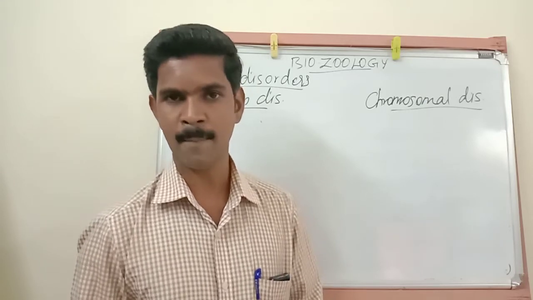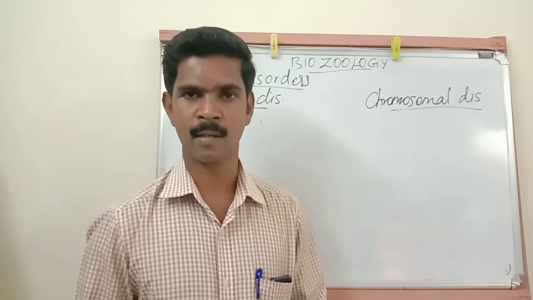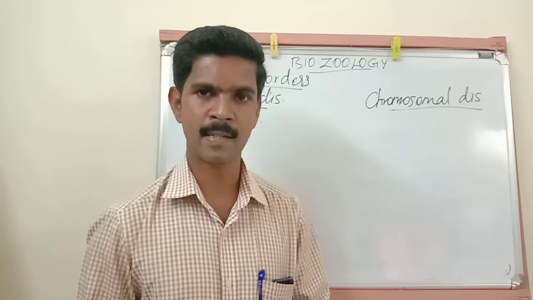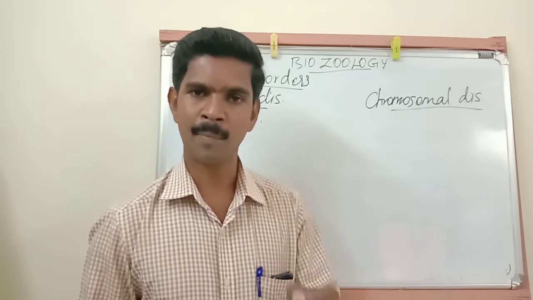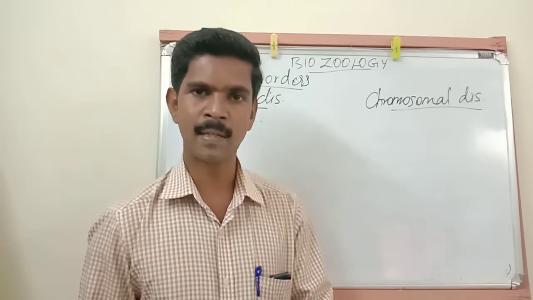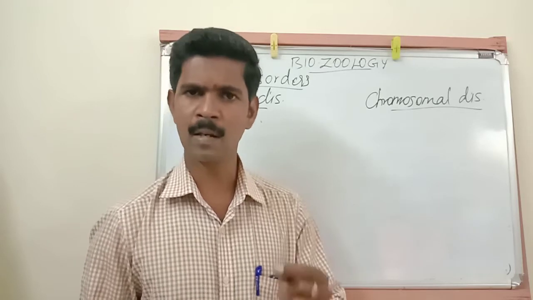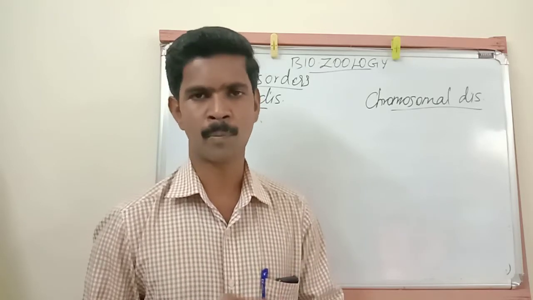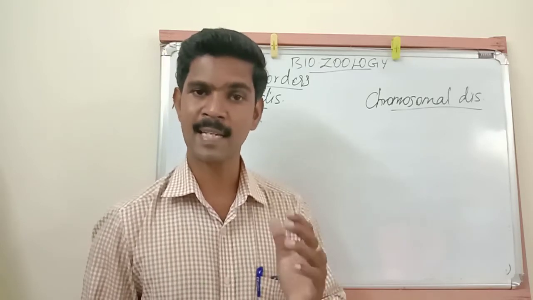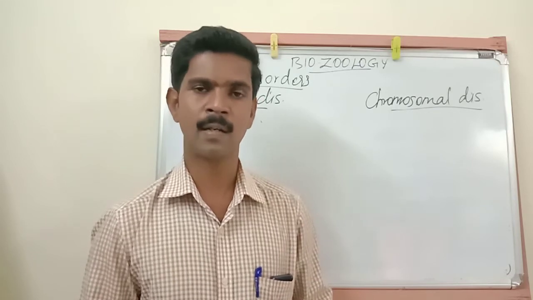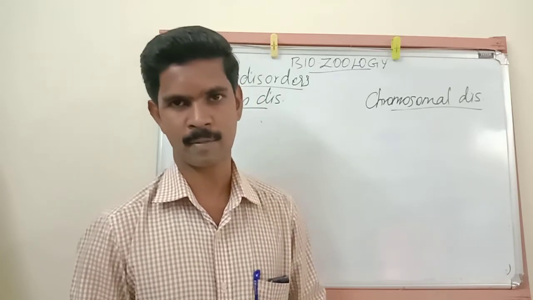Now I said the reasons for genetic disorder. What are the reasons I said? The first reason is abnormalities or mutation happening in a single gene, or abnormalities in a single chromosome, or abnormalities in a set of chromosomes. So these three are the reasons for genetic disorder.